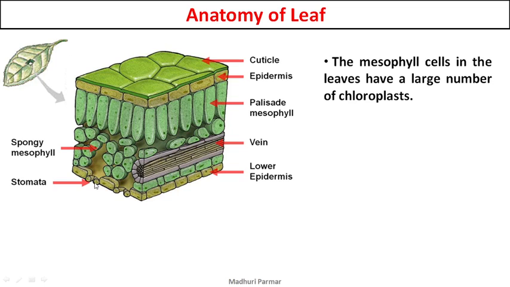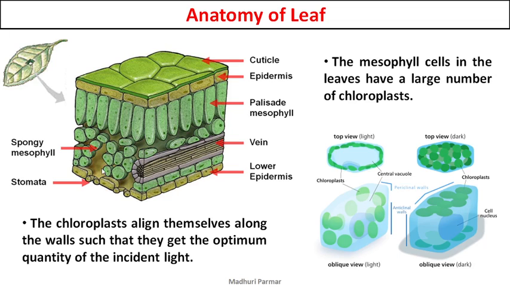Then you have this lower epidermis, which is on the bottom part, the underside of the leaf. You can see some stomata here, which means there will be openings which allow carbon dioxide to come in and the water from transpiration to go out. So this here is the basic structure of a leaf. Whatever photosynthesis we will study will be mostly focusing on these mesophyll cells, and how they do the photosynthesis.